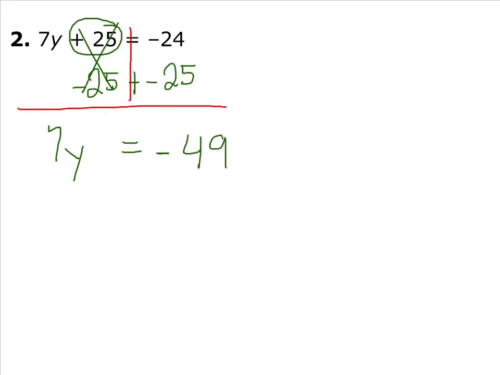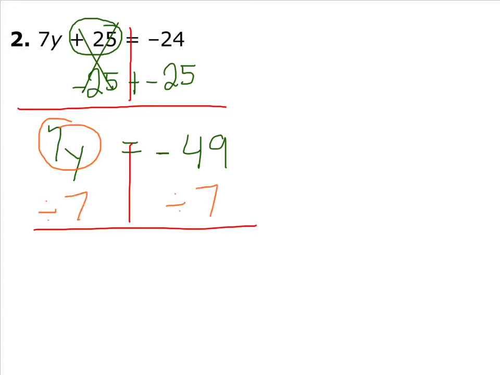Okay, now again, I'll draw my balance beam. Have an equal sign there. Okay, now, this over here says 7 times y, so I have to undo that multiplication. So I'm going to have to divide both sides by 7. My 7's cancel, which leaves me with y equals, alright, so I have negative 49 divided by 7, which 7 goes into 49 7 times, and since the signs are different, it has to be negative 7.